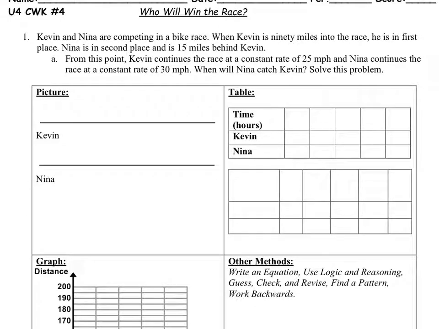All right, who will win the race? Kevin and Nina are competing in a bike race. When Kevin is 90 miles into the race, he is in first place. Nina's in second place and is 15 miles behind Kevin.